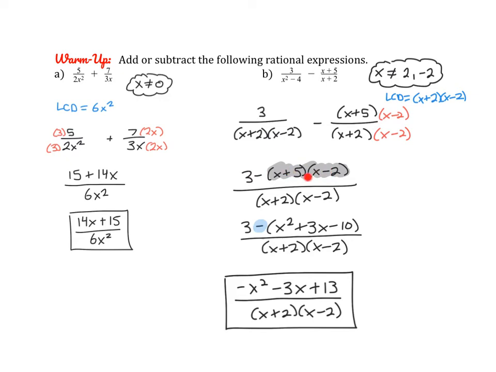And then we do need to multiply these out. Be careful, when you multiply them out, they need to stay in parentheses because this negative does need to be distributed to each term. So you should end up with -x squared minus 3x, and then we have 3 plus 10, which is 13.